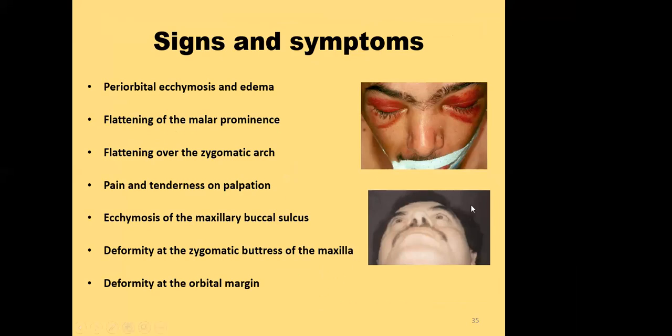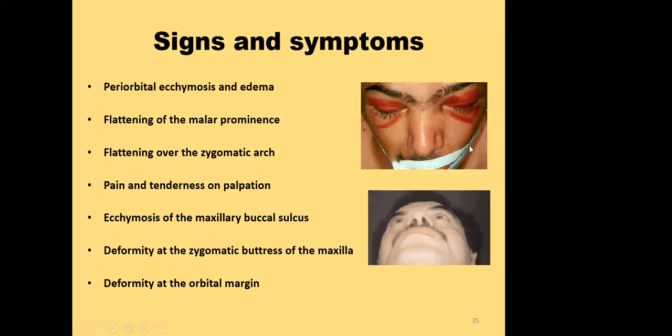I think those of you, okay, this is because this person is not black. In black people, you will see that when there's ecchymosis, it looks purplish. Not so much reddish like this, but more purplish. And I already told you, like the flattening of the zygomatic arch.